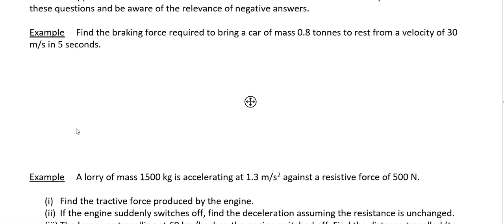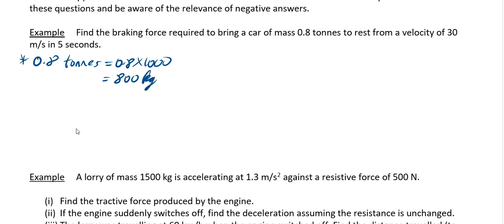to bring a car of mass 0.8 tons to rest from a velocity of 30 meters per second in 5 seconds. Okay, first of all, we'll need to address what a ton is. So let's say 0.8 tons is equal to 0.8 times 1,000 kilograms, which is going to be 800 kilograms.